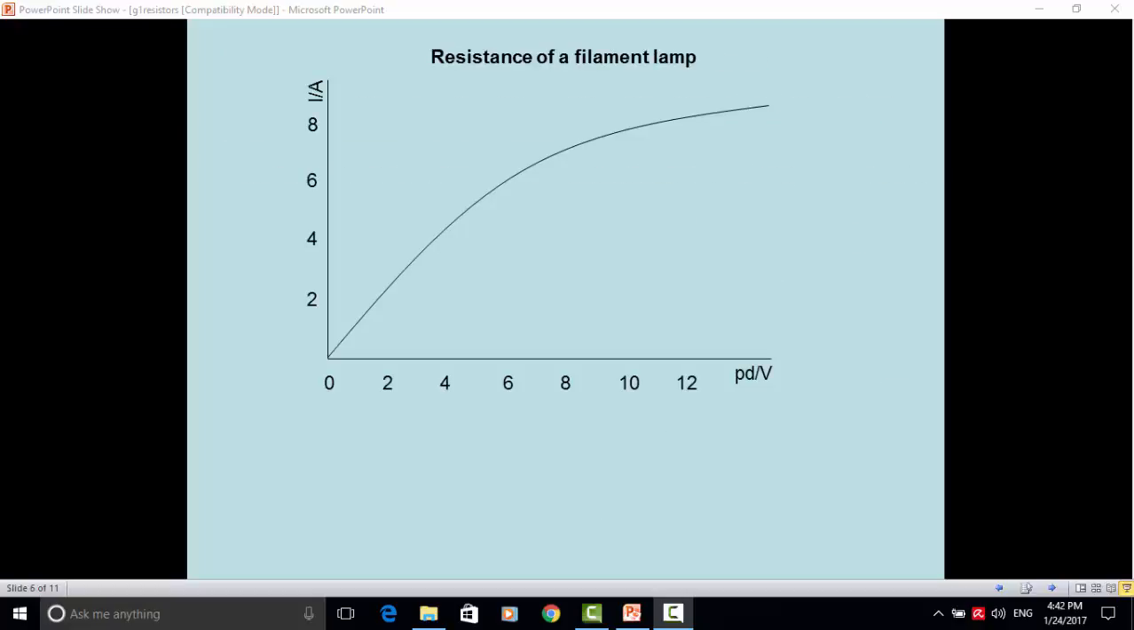Looking at just one side with some values, we can find the resistance at 2 volts as potential difference over current. 2 volts divided by 2.4 amps gives 0.83 ohms. Getting figures from a different part of the graph, at 12 volts we have 8.2 amps, giving a higher resistance of 1.46 ohms.